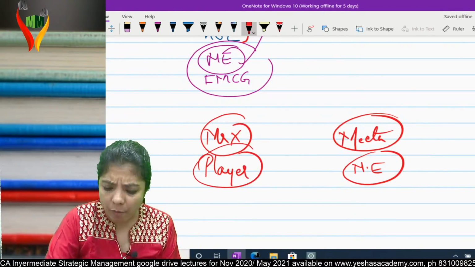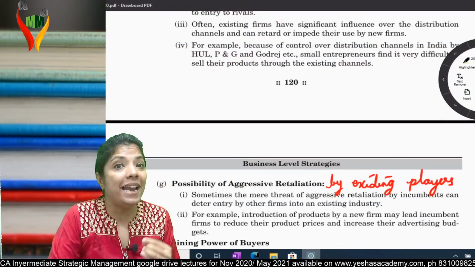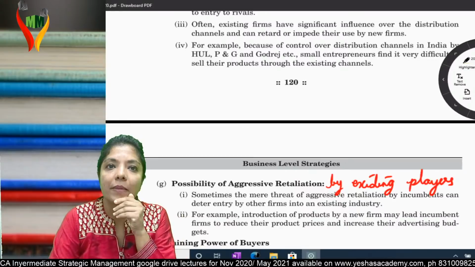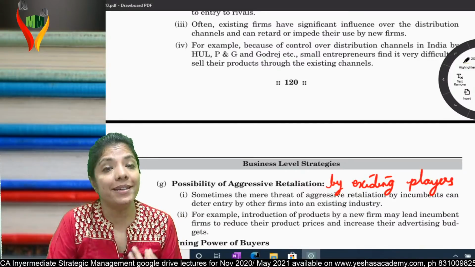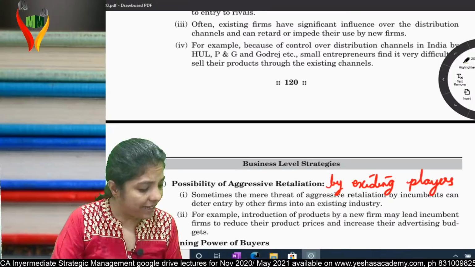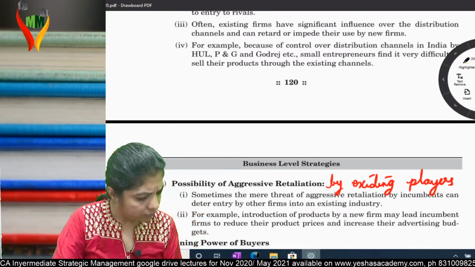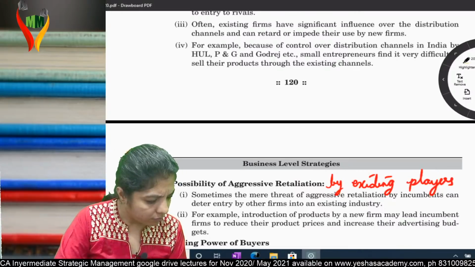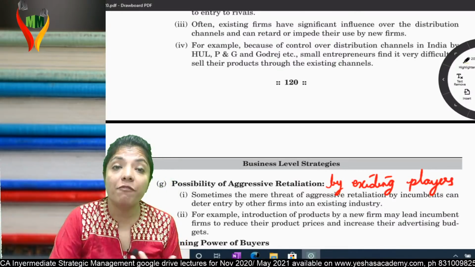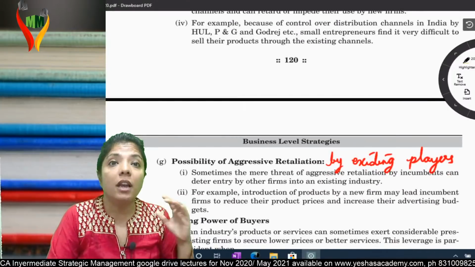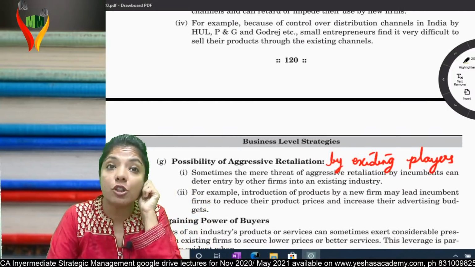What do you mean by retaliating? Tell me, what do you mean by retaliating? Retaliating means fight back. Am I clear? There are people who have a nature of fighting back.